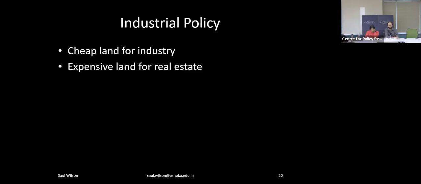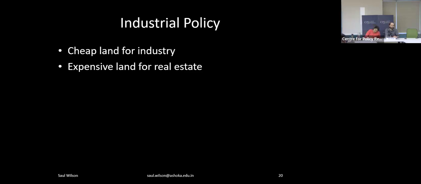And local governments very quickly realize, and the central government does as well, that real estate is a unique industry in which higher land costs don't drive off investment. In fact, higher land costs attract investment because it makes real estate look like a better investment for the individual home buyer. And so local governments realize that they can use very expensive land sales from real estate to cross-subsidize these cheap land allocations for industry.